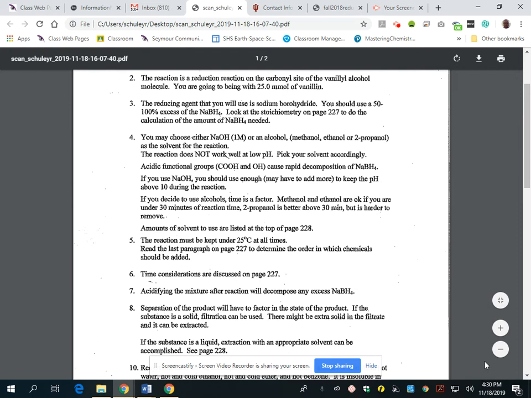Remember, we added an excess of NaBH4 to make sure we have enough during the reaction. But if there was any left afterwards, we have to get rid of it. So you're going to have to put in some sort of consideration on what you're going to do to get rid of the excess NaBH4.